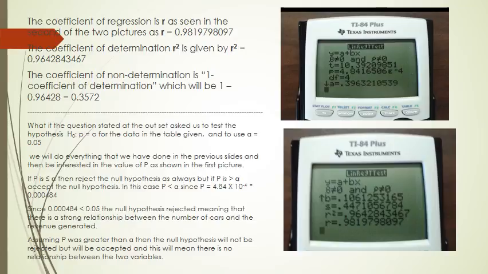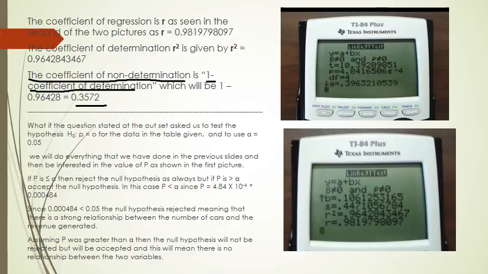But that's not all. How do you find the coefficient of non-determination? Well, the coefficient of non-determination is just found by subtracting the coefficient of determination from 1. So the coefficient of non-determination is 1 minus the coefficient of determination. And if you do that with a calculator, 1 minus 0.96428 is going to be 0.357.